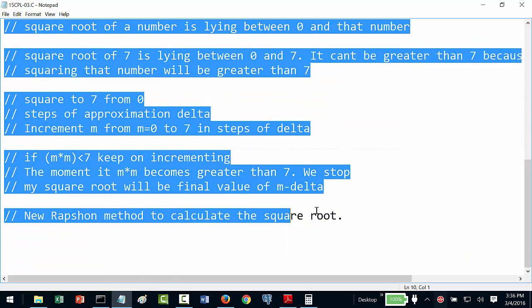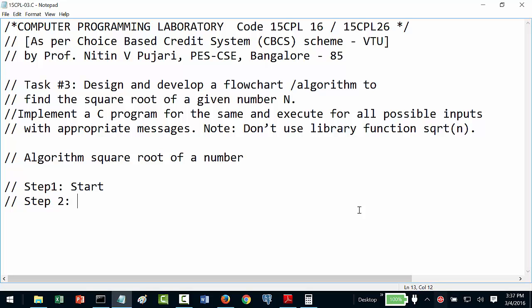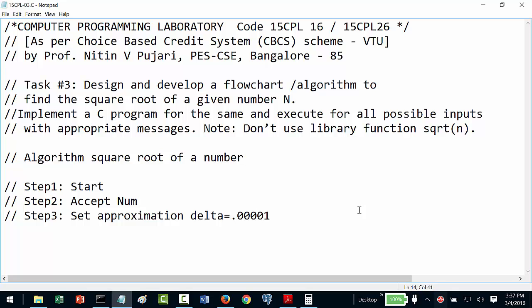Okay, so now let us start developing an algorithm for finding the square root of a number. What is my step? Step 1 is start. Step 2 is accept the number. Then set approximation delta equal to 0.00001. You can go up to anything that you want.